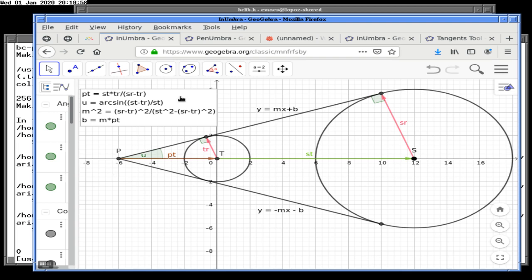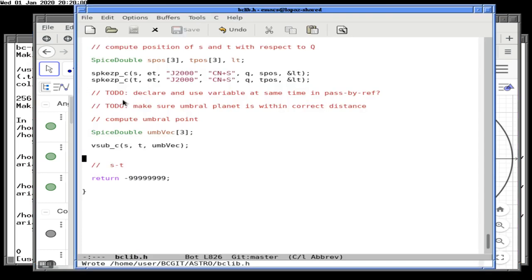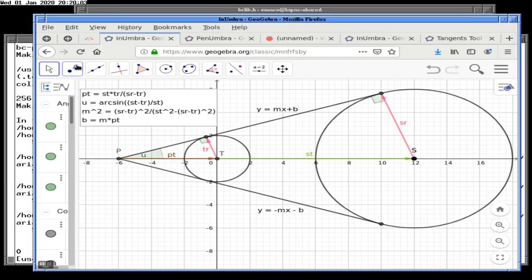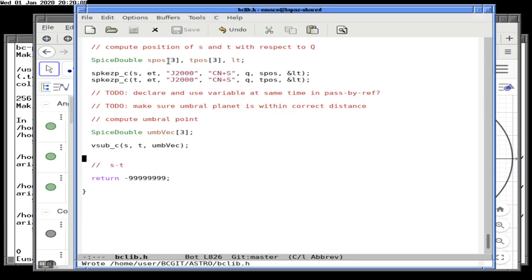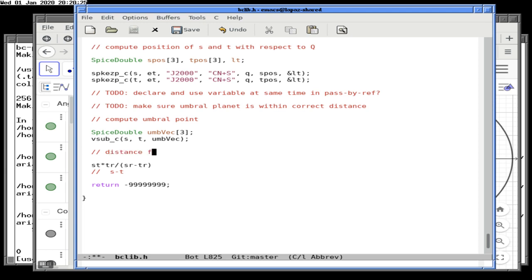So we have the umbral vector now, and we're now going to compute PT, which is ST times TR over SR minus TR, I think. Make sure that's correct. It is. We might as well just call this thing PT: the distance from umbral point to T. And when I say T, I mean the center of T. I think that is understood, though. And that is the value of PT.